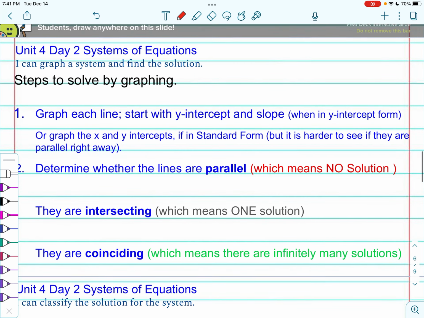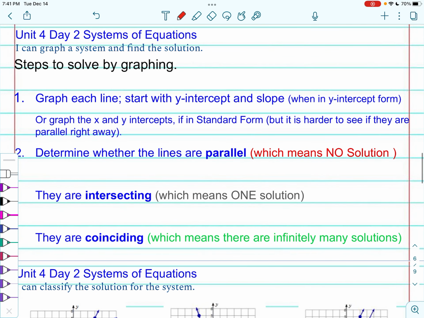Okay, so how do we solve by graphing? Adding in from yesterday, we found where they meet, like the X, that spot where they meet. Then today, adding in the new ones. Okay, so you're going to graph the y-intercept and the slope, or graph the x and y-intercepts. Okay, determine if they're parallel. If they're parallel, the answer is no solution. If they are intersecting, which means they cross, you're going to have one solution. If they are coinciding, that means they are the same line and they have infinitely many solutions. Every point on the line matches.